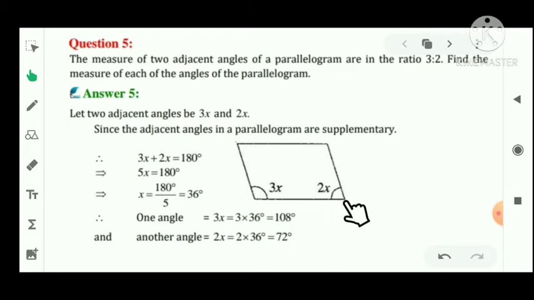So as we know the property of the parallelogram, the sum of the adjacent angles is 180 degrees. So 3x plus 2x is equal to 180 degrees. That means 5x is equal to 180 degrees. So from here we can find the value of x, that is 36 degrees. So what will be the first angle? It will be 3x, that means 3 multiplied by 36 degrees. It will be 108 degrees. And what will be the other angle? It will be 2x, that means 2 multiplied by 36 degrees, that means 72 degrees.